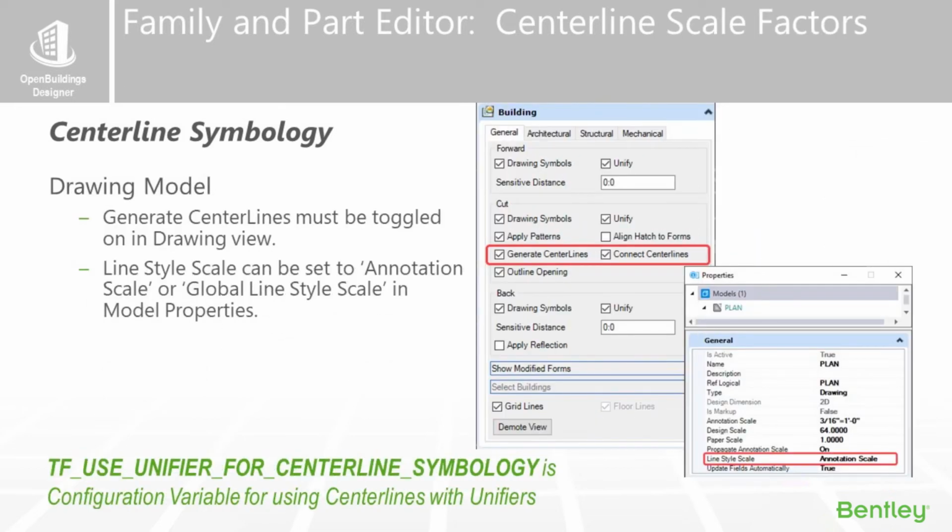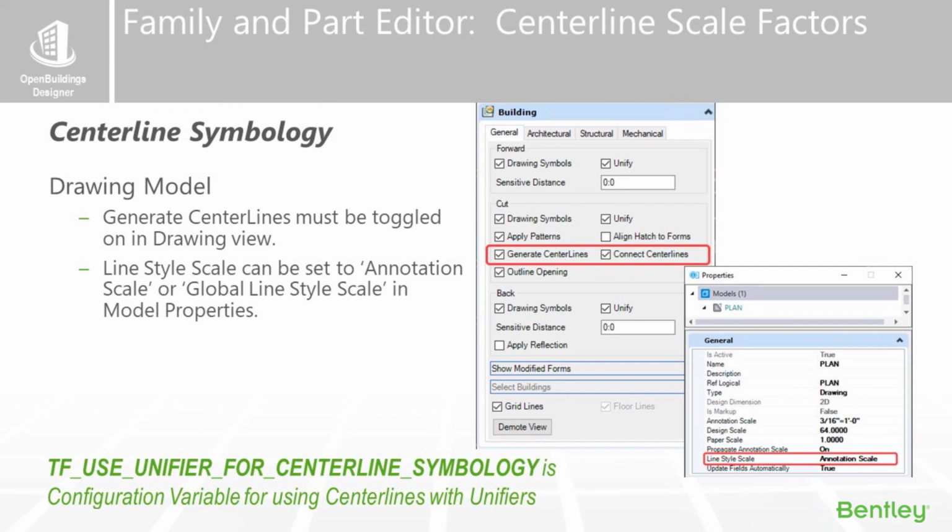So then when you go to your drawing model, so centerline symbology, even though you might have it activated for the part, you still have to, in your drawing view, turn on a toggle there, which is generate centerline. So it won't actually generate them unless you have that in your drawing model. So that's the first thing that has to be toggled on in the drawing view. And then in the model properties of that drawing view, you have that line style scale, and you can set that to annotation scale. So that would then scale that line style based on your annotation scale, whether it's 1/8 inch to a foot or 1/4 inch to a foot. I think that's a nice way to handle that.